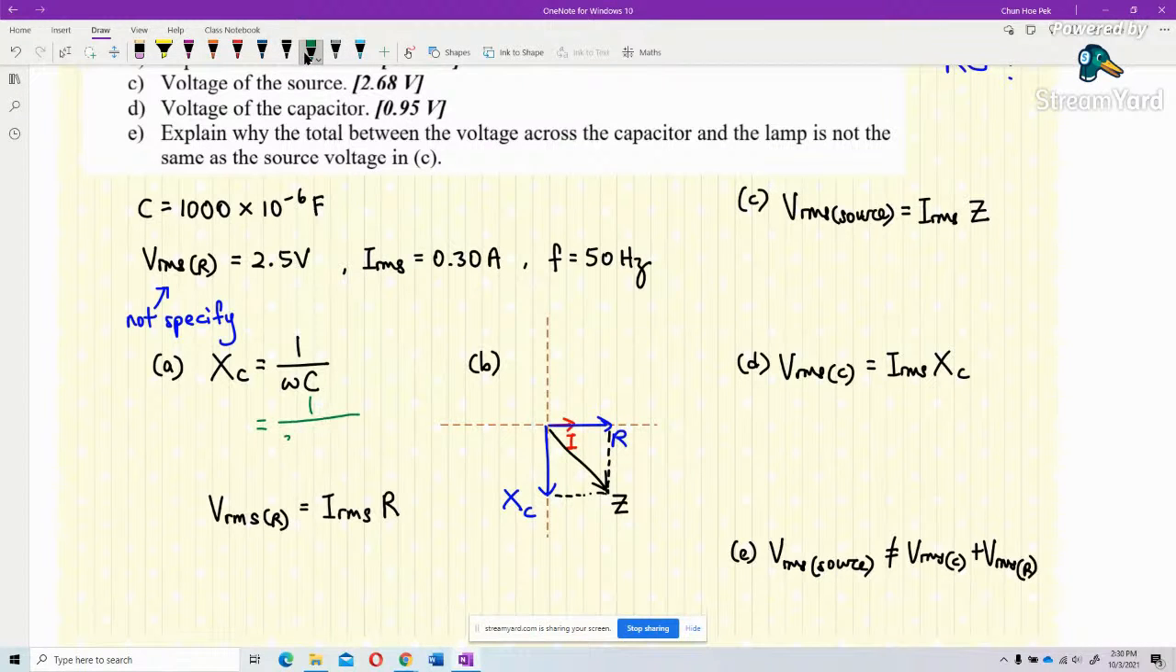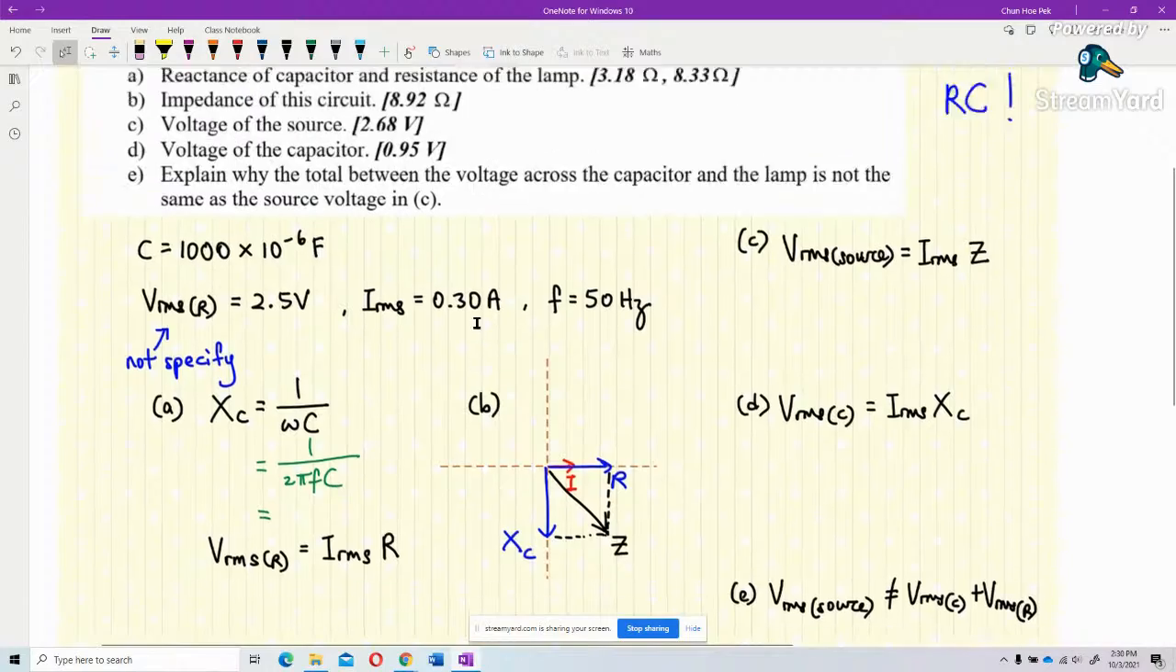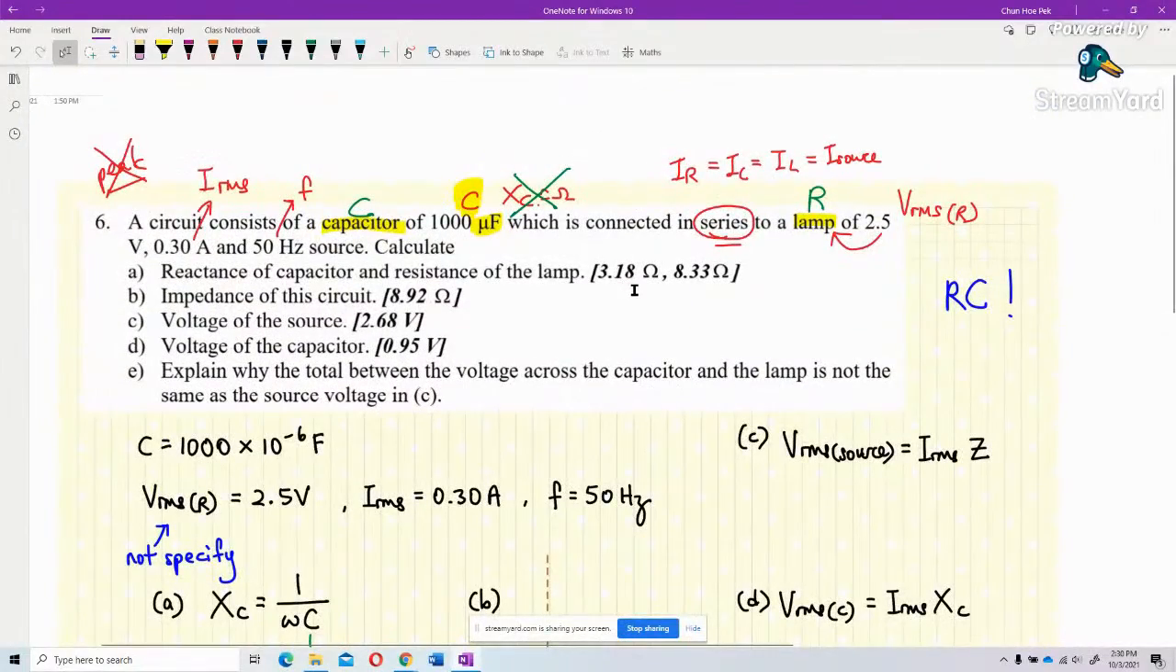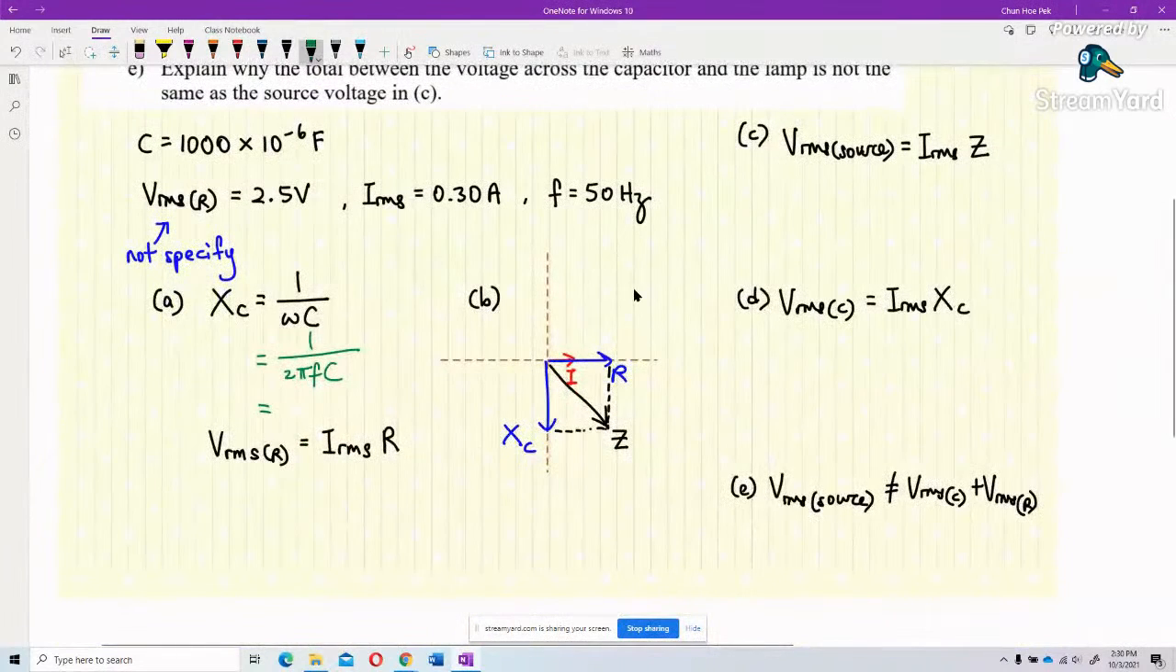XC is 1 over 2 pi FC. So you just substitute all the values, the frequency and the capacitance, and what's the value of XC? 3.18 ohm. You see, I just use my mind and I calculate. I got the answer already. So good, wow. If I have that type of brain, I will be very grateful.